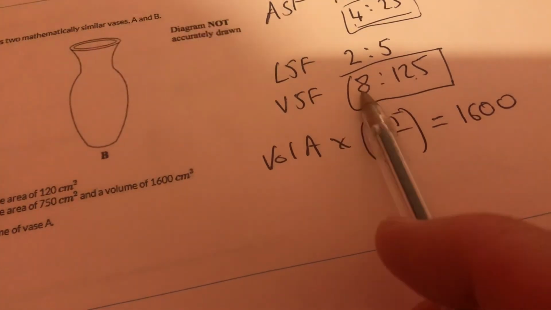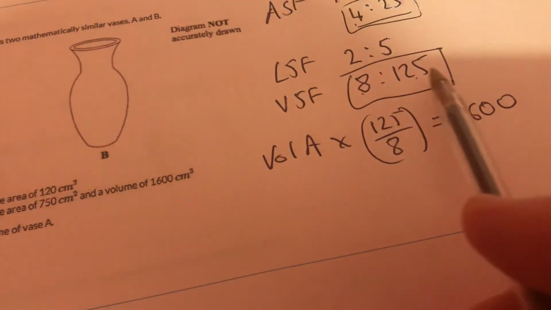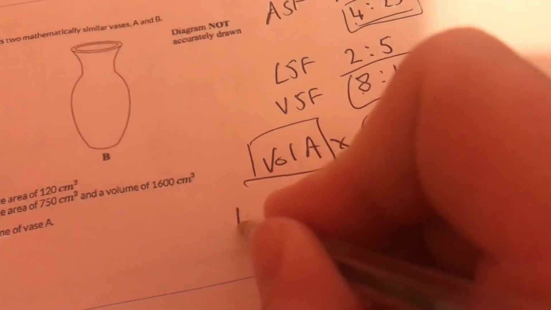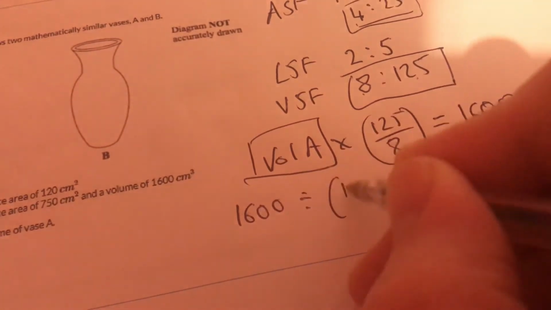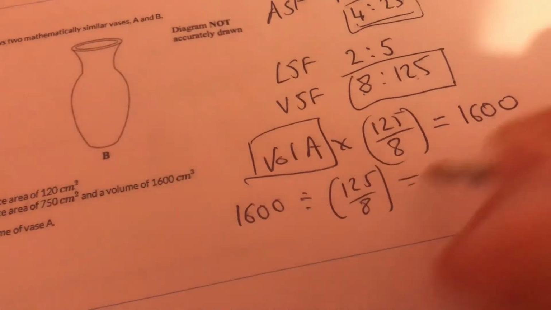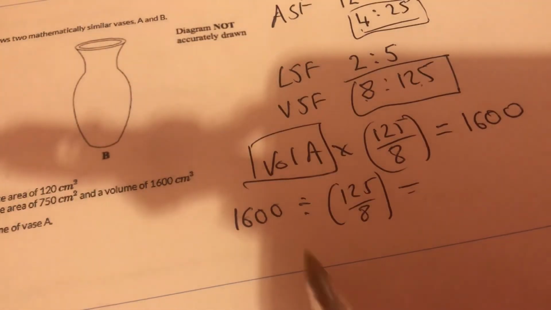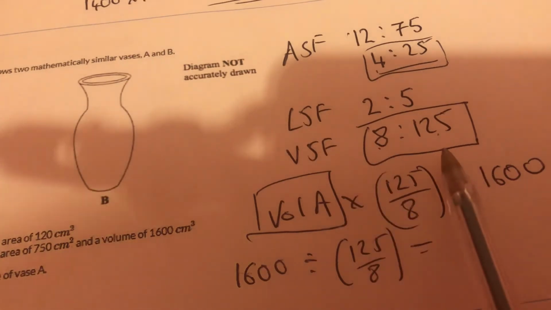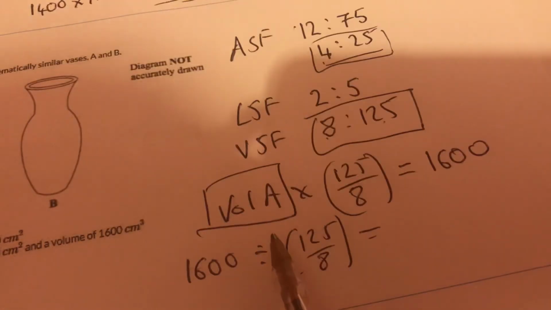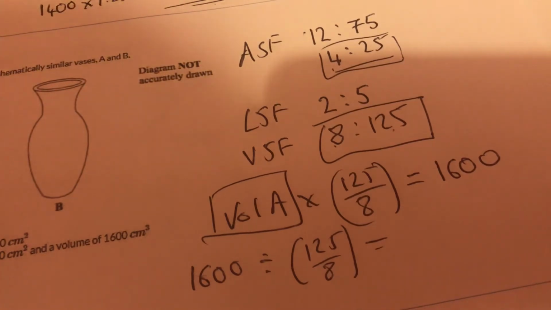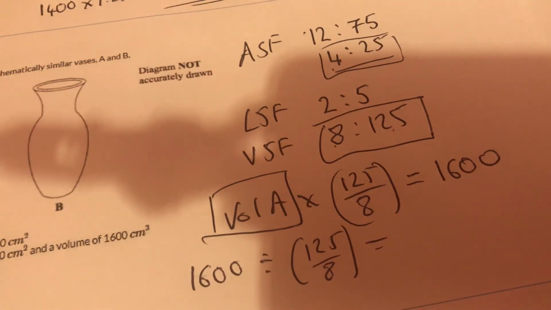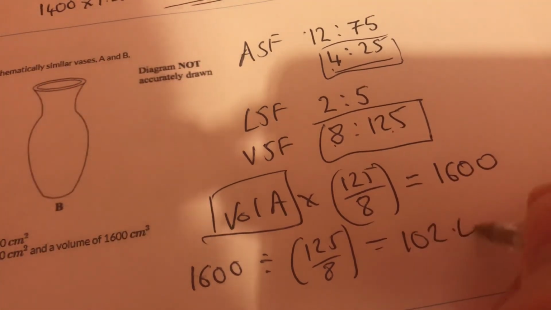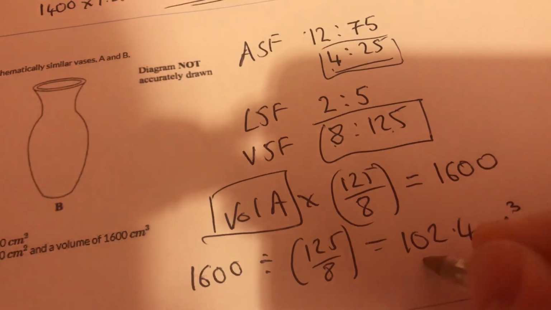So if the ratio is 8 to 125, the scale factor is 125 over 8. So I need to work out the smaller one. So I'm going to do 1600 divided by 125 over 8. And I mean, for this, you can use a decimal, really. You can say, well, what do I do to get from 8 to 125? Think of a decimal, get the decimal from your calculator and use that. I'm just showing you the ratio here. So let's have a look. With the benefit of a calculator, again, I can tell you that's 102.4 centimetres cubed.